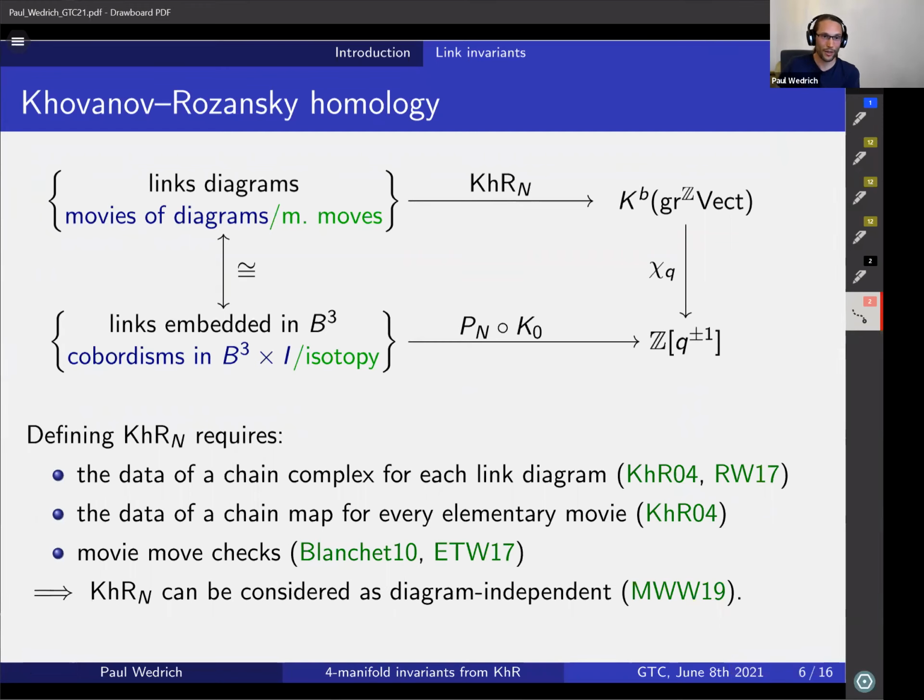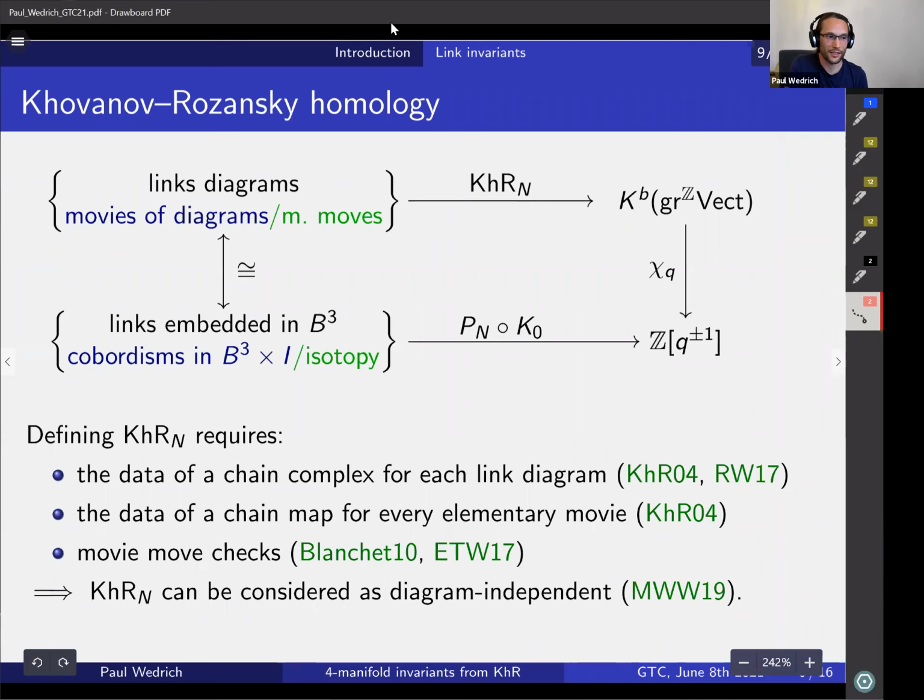You just take your embedded link cobordism, you slice it in the time direction, and you look at the slices, and each slice is encoded by a link diagram. If you sample that finely enough, then you can reconstruct the link cobordism up to isotopy from the movie. But there's an ambiguity, and the ambiguity is given by the so-called movie moves of Carter and Saito. The functor is defined on the source category, these link diagrams and movies of diagrams up to movie moves, and the target is this bounded homotopy category of chain complexes of graded vector spaces.